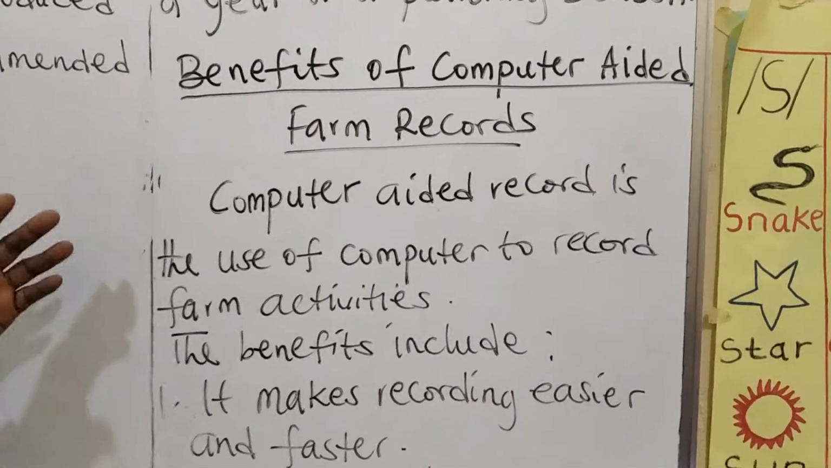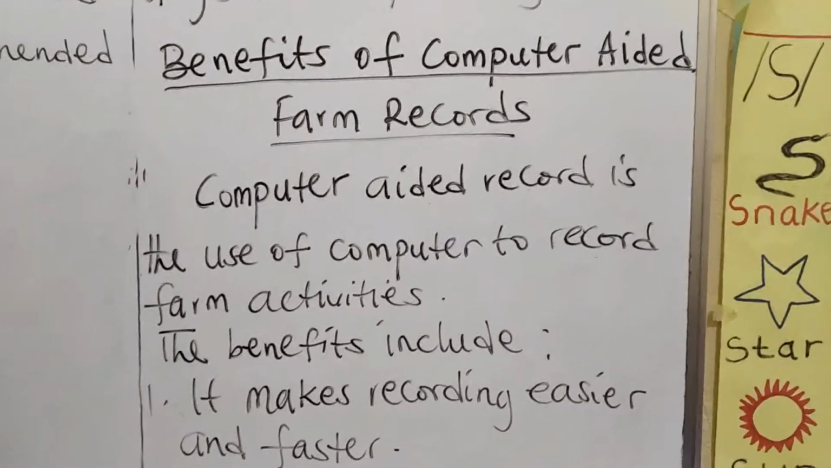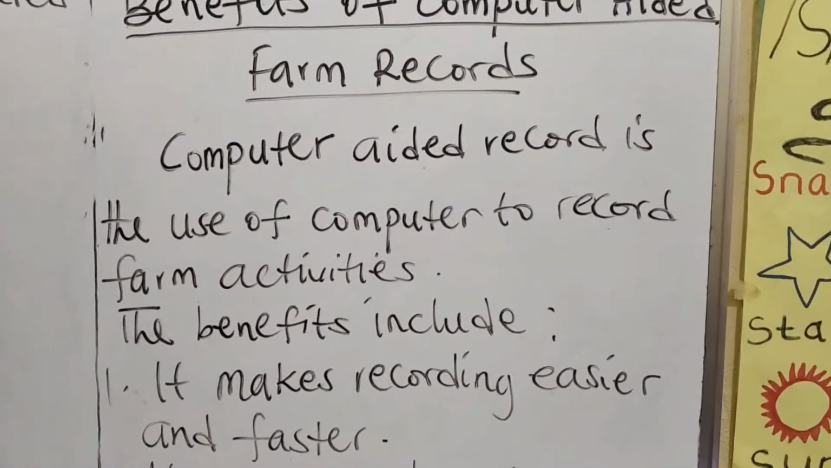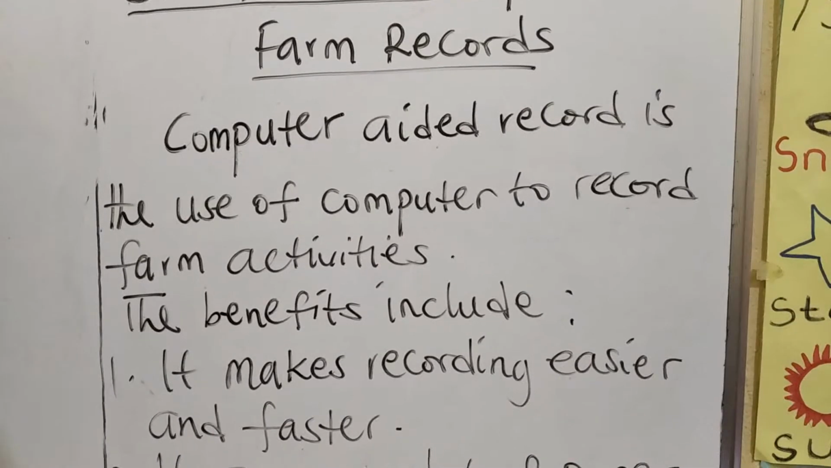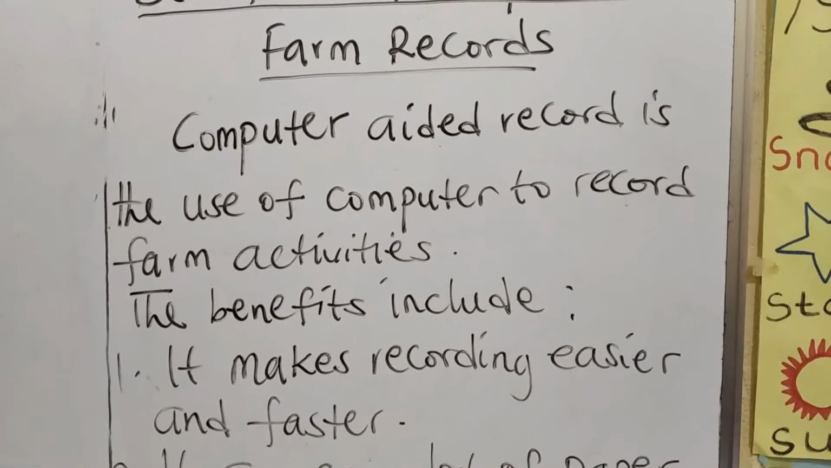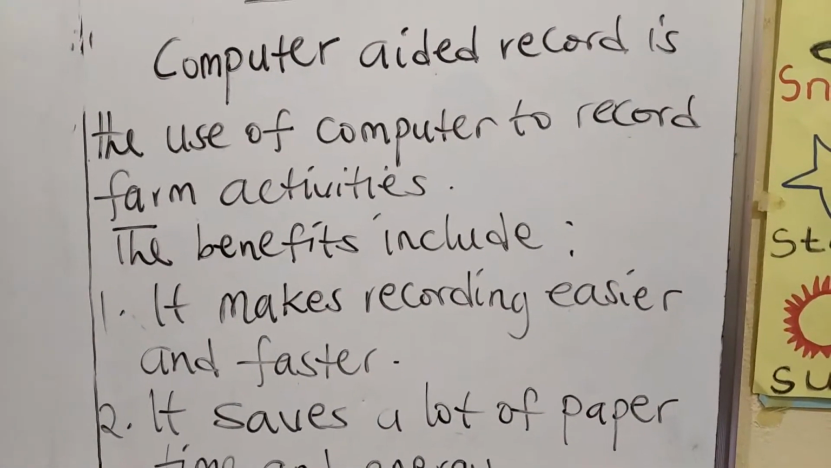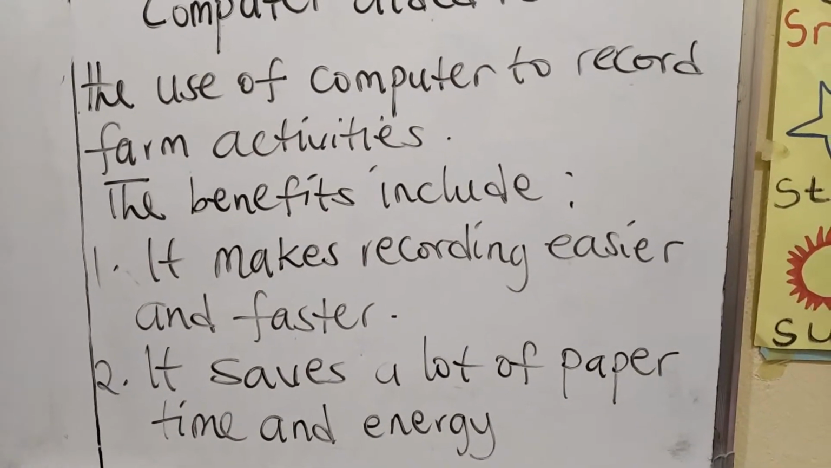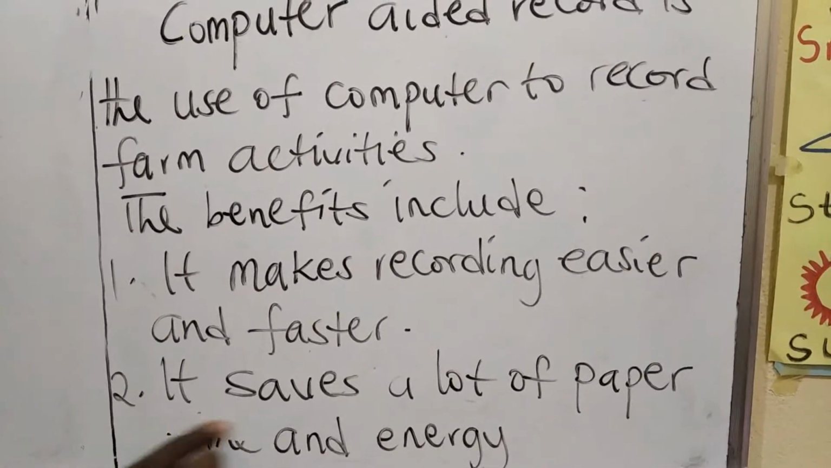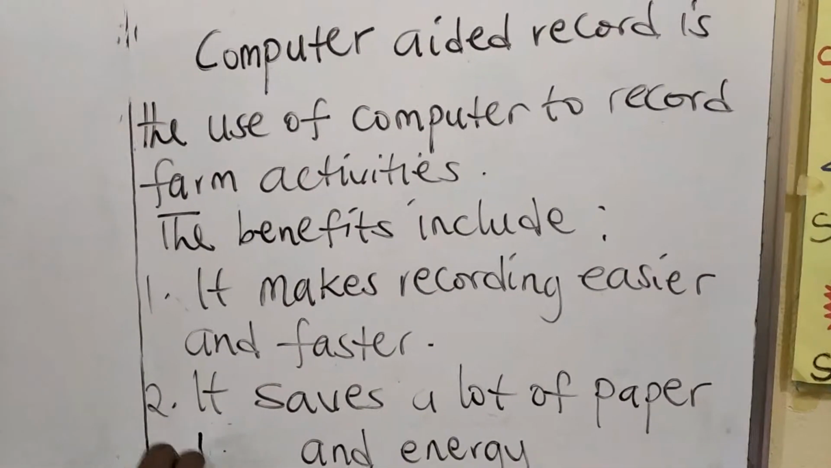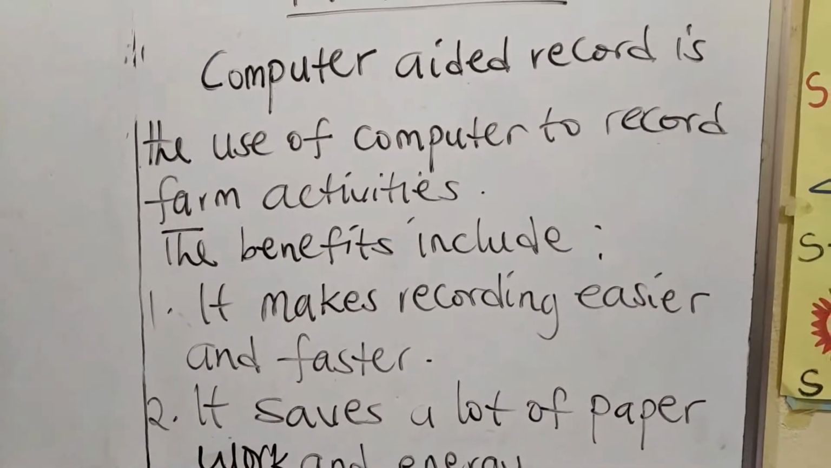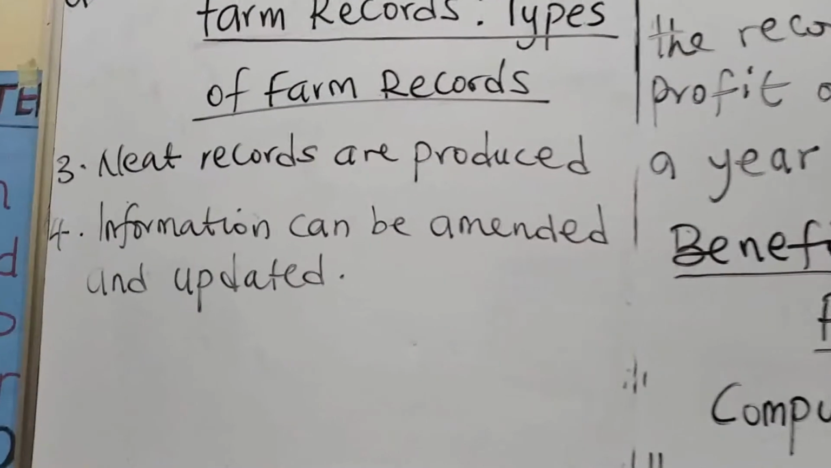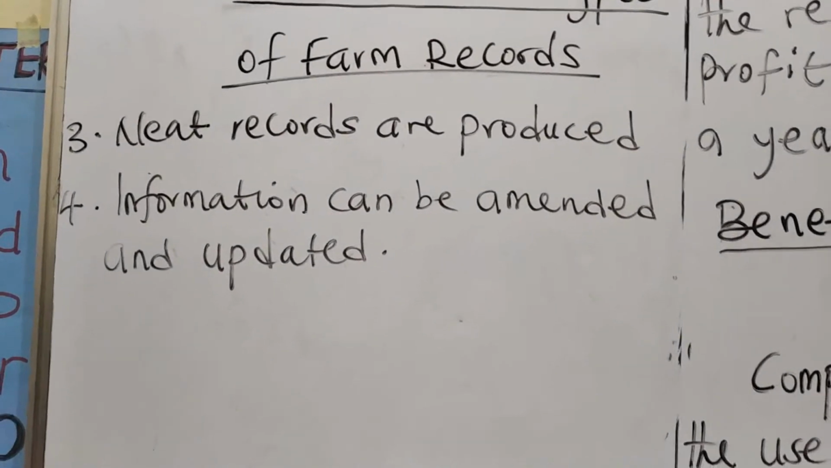All right, friends, here are the benefits of computer-aided farm record. Computer-aided farm record is the use of computer to record farm activities. We have said that earlier. And here are some of the benefits. It makes recording easier and faster. It saves a lot of paper work and energy. It produces a neat record. Information can be amended and updated.